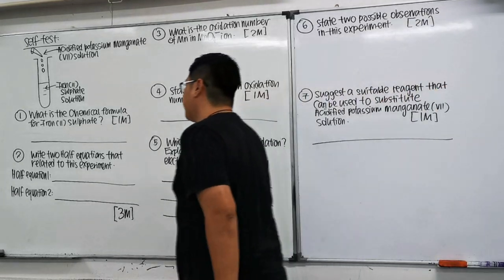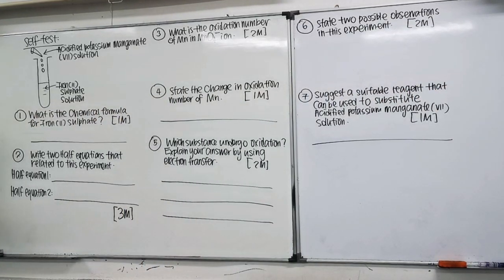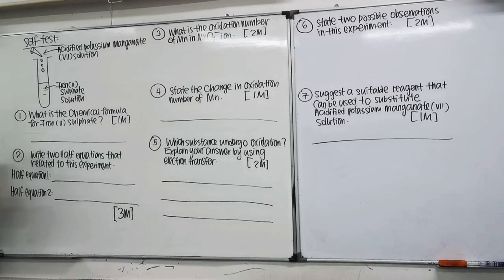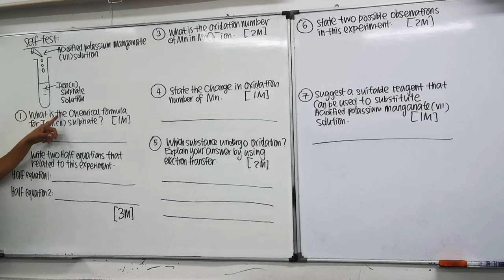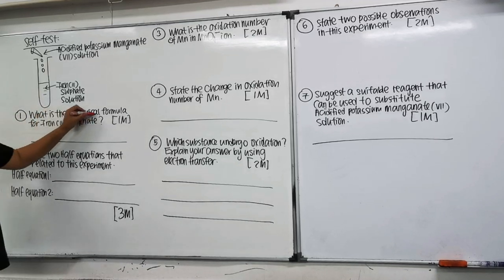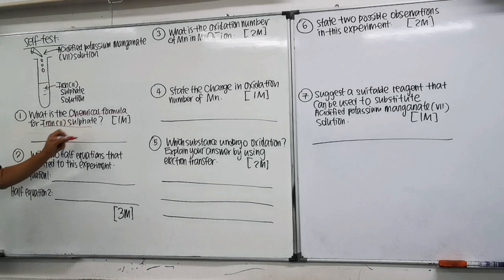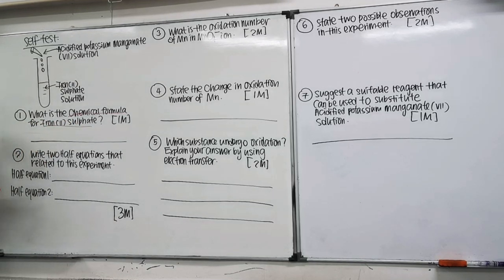Okay, right guys, let's discuss this question. This question actually combines everything that you learned so far. Let's try to do one by one. Question number 1. What is the chemical formula for iron 2 sulfate? They want the chemical formula, don't do too much. Don't write a chemical equation. What is the chemical formula?